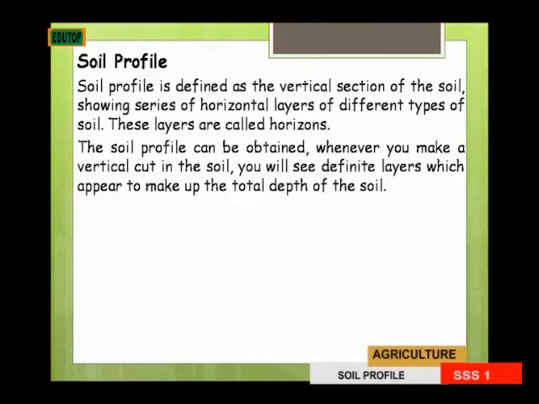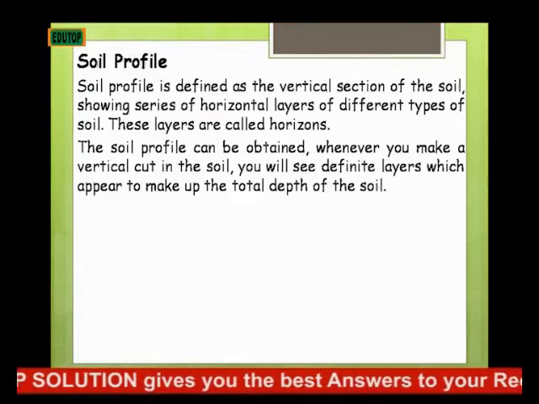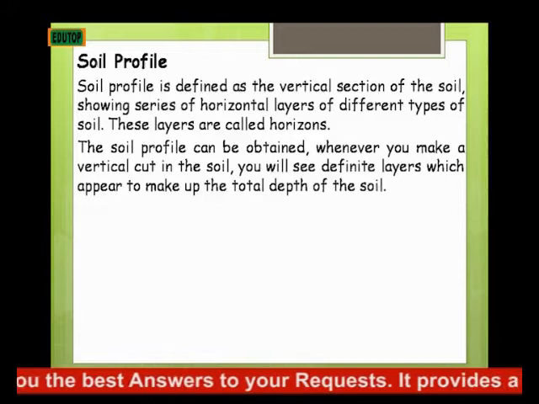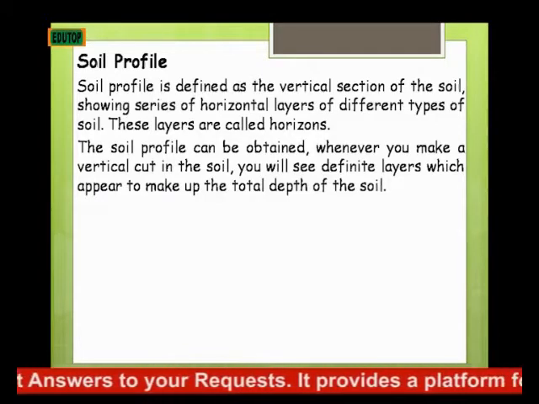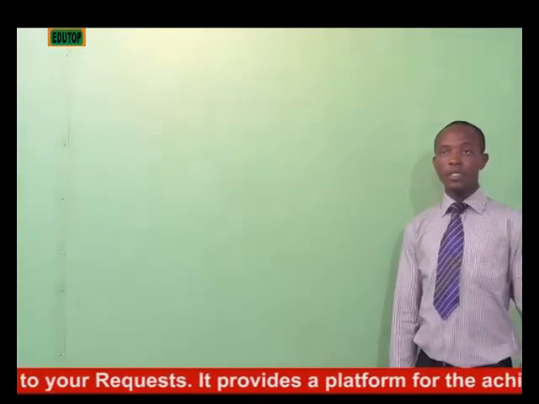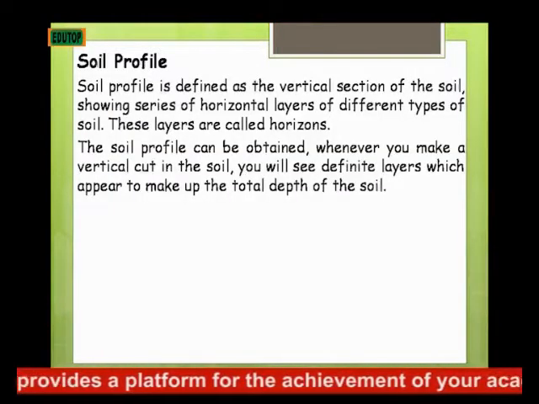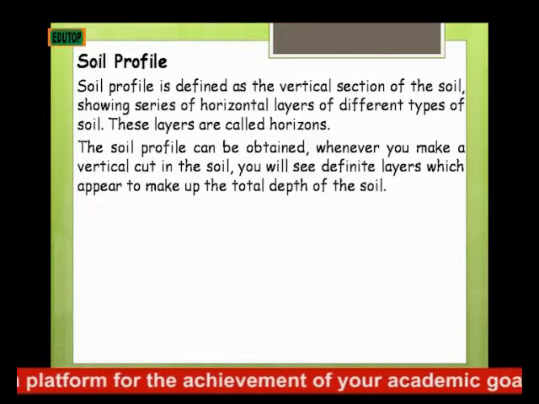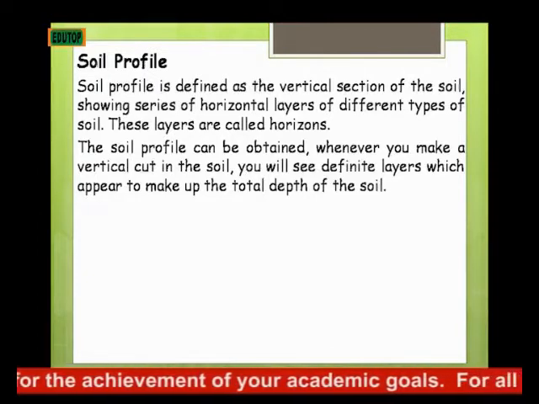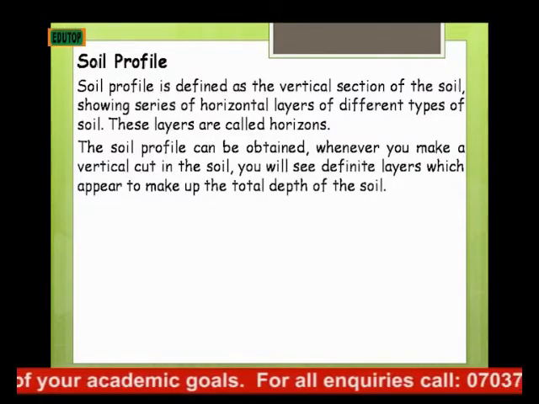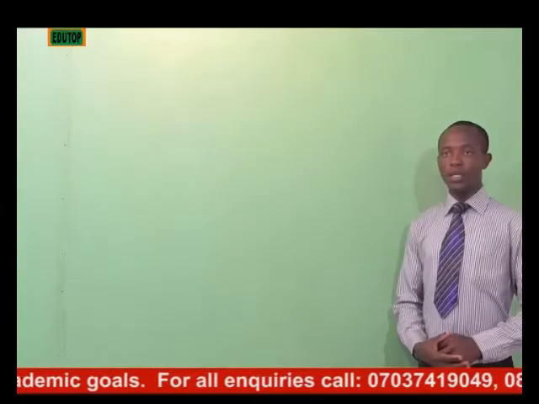Soil profile is defined as the vertical section of the soil, showing a series of horizontal layers of different types of soil. These layers are called horizons. Just as you can see here, the soil profile can be obtained whenever you make a vertical cut in the soil. It's just like digging a vertical hole in the soil. You will see different layers which make up the total depth of the soil.